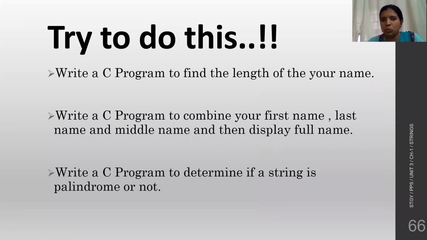Before we close, I recommend you to try implementing string handling functions on your own. Write a C program to find the length of your name using strlen, and write a C program to combine your first name, middle name, last name into your full name using strcat. And the third one, write a C program to determine if a string is a palindrome or not using predefined functions. A palindrome is a string whose reverse is equal to the same string. So try doing all this.